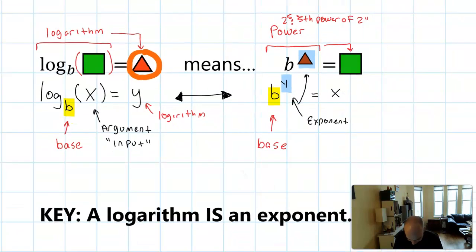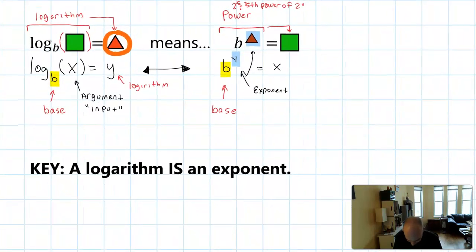On the right side, I'm going to zoom out and spoil the punchline here. On the right side, we call the triangle the exponent. And that means a logarithm is an exponent. A logarithm is an exponent.